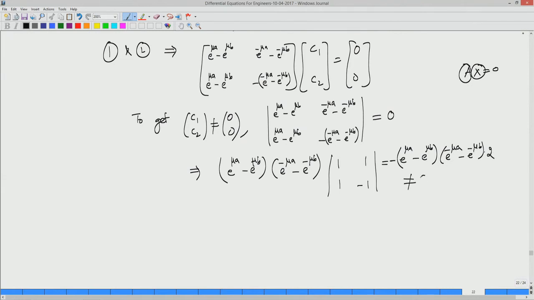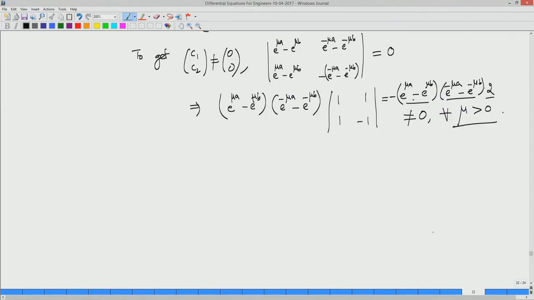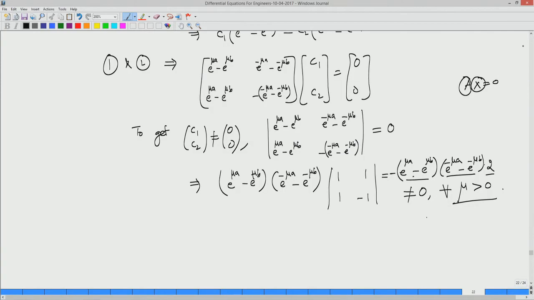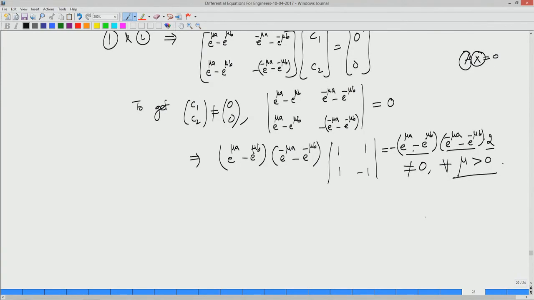This is never 0 for every mu positive. You can easily see, for every mu positive and a not equal to b, this quantity is non-zero and this quantity is non-zero. So, 2 is non-zero. So, it is never 0 for any mu value. This determinant cannot be 0. This determinant is actually non-zero.